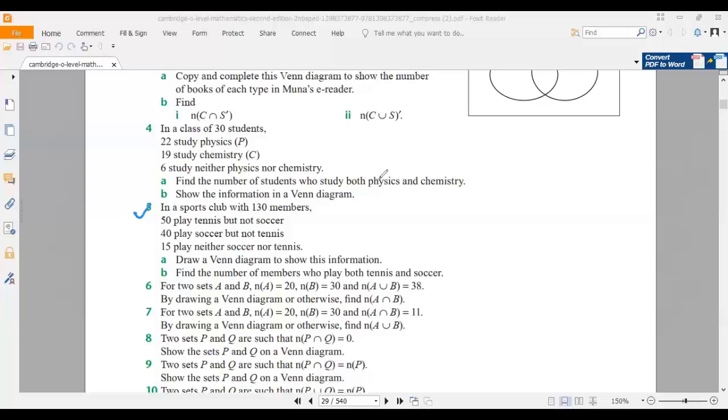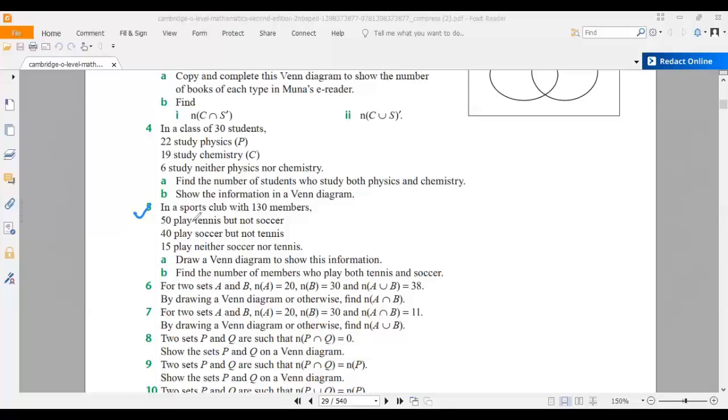In a sports club with 130 members, 50 play tennis but not soccer, 40 play soccer but not tennis, 15 play neither soccer nor tennis. Now, question A says draw a Venn diagram to show this information. And B, find the number of members who play both tennis and soccer. So we need to solve this problem properly. We can start in that way.